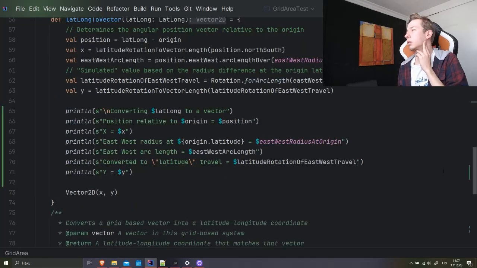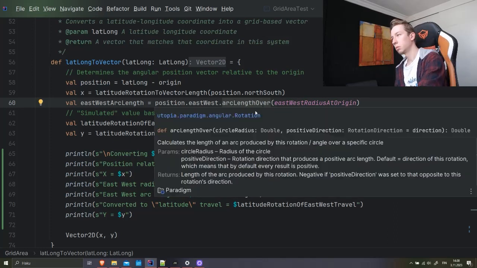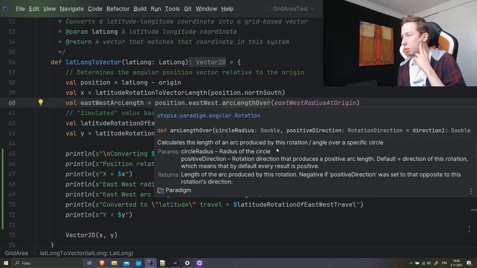So the problem is at east-west arc length over, okay? Y. Oh. Okay. This is another one of those things. I think I thought about this default value when I was writing this, and I was like, is this gonna cause trouble later? Well, we're at the point where it caused trouble.